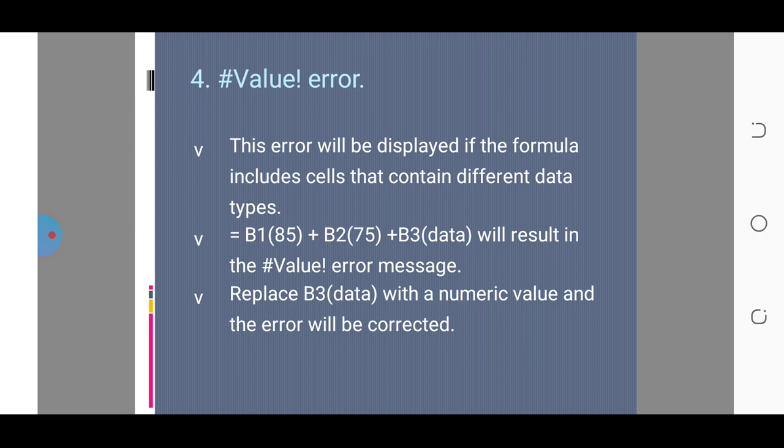So you make sure that whatever you're summing up has the same data type as the others. Instead of data in B3, there is supposed to be a number, not text, to correct the error that is appearing. And that is what we have just below. To correct this, replace B3 data with a numeric value and the error will be corrected.